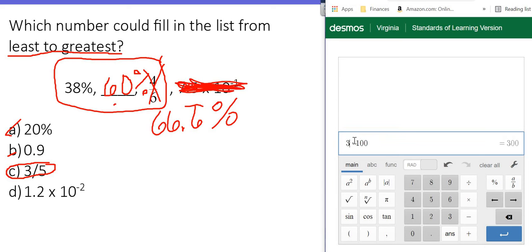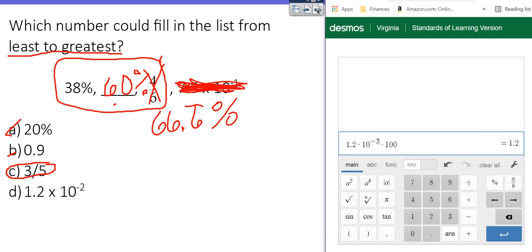So we know this is our answer, but we're going to go ahead and try that last one just to be sure, because sometimes we make mistakes and we want to make sure that we are right. So we're going to multiply that by 10 and we're going to raise it to the -2 power. Then we're going to multiply it by 100 to make it a percent, and that's 1.2. 1.2% is not between 38 and 66. So we know that our answer C is correct.